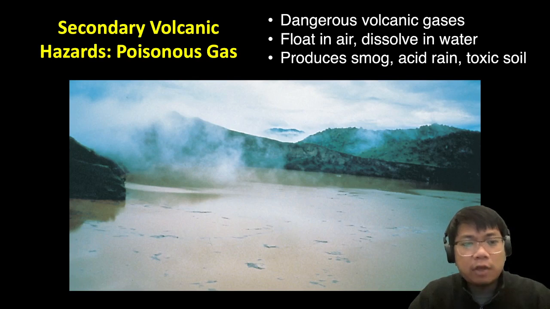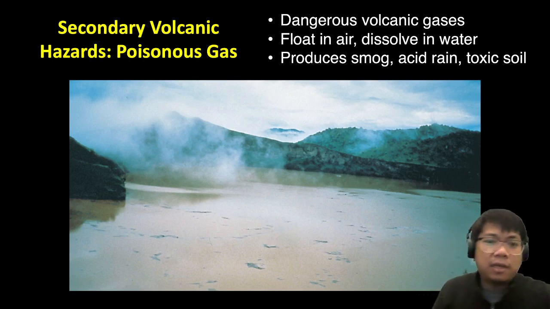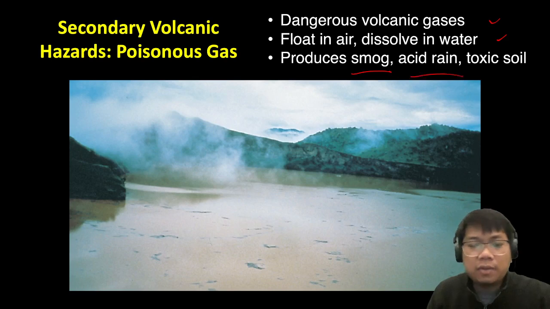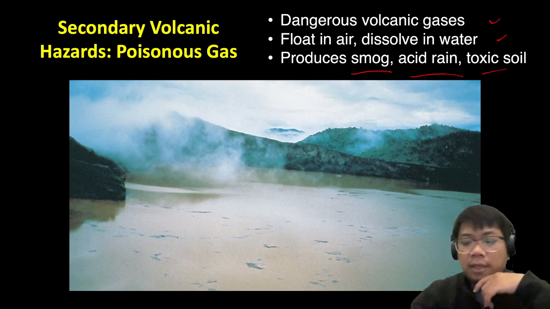Another example of secondary volcanic hazards would be poisonous gas. These can be dangerous volcanic gases that can float in air, dissolve in water, and they can produce things like smog, acid rain, or toxic soil.